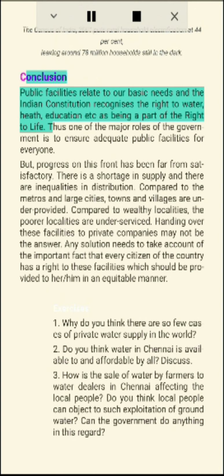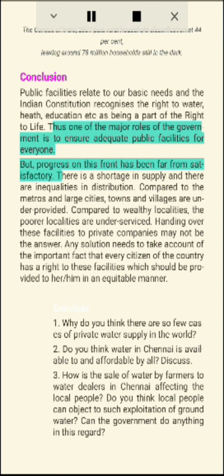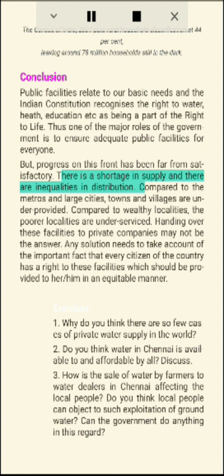Conclusion: public facilities relate to our basic needs, and the Indian Constitution recognizes the right to water, health, education, etc. as being a part of the right to life. Thus, one of the major roles of the government is to ensure adequate public facilities for everyone, but progress on this front has been far from satisfactory. There is a shortage in supply and there are inequalities in distribution. Compared to the metros and large cities, towns and villages are underprovided. Compared to wealthy localities, the poorer localities are underserviced.